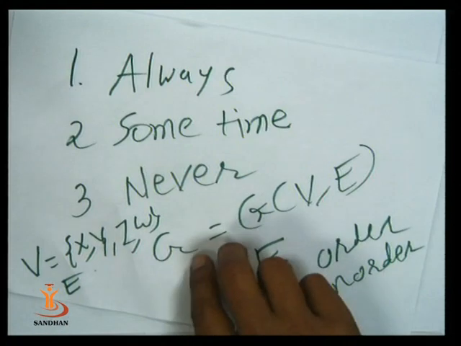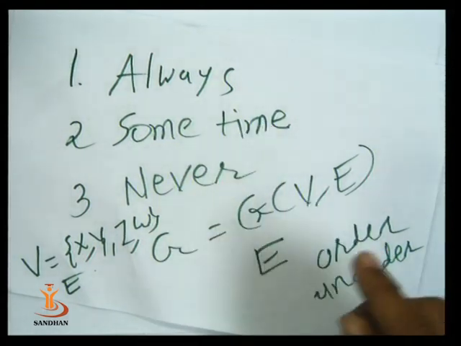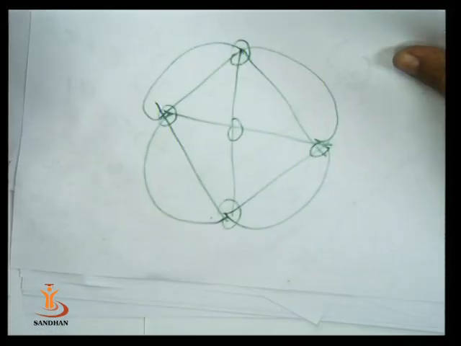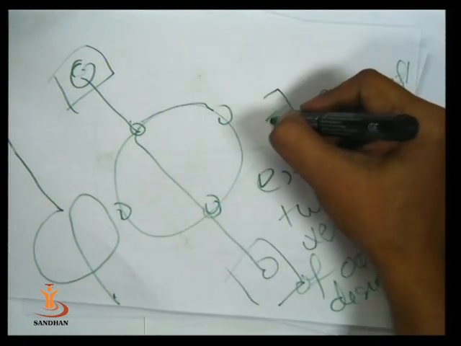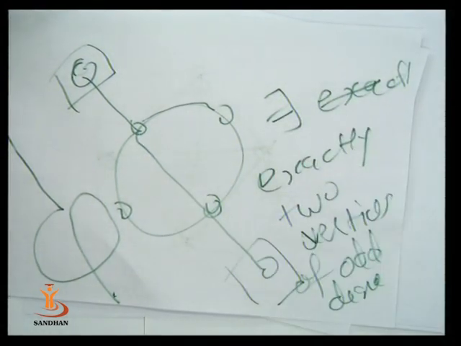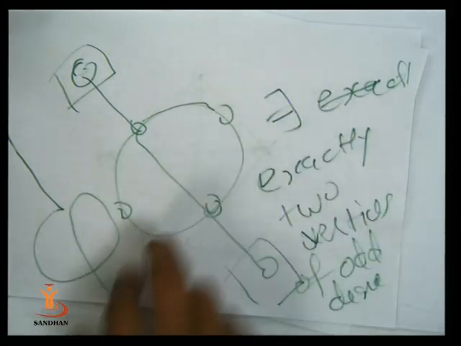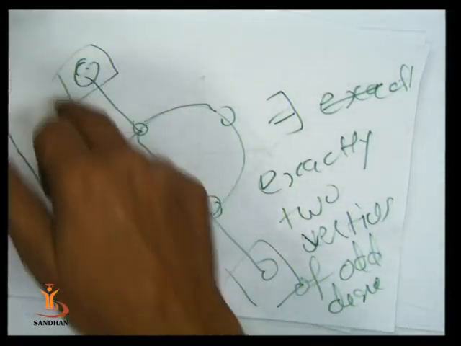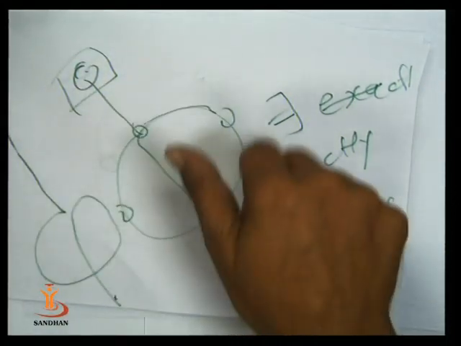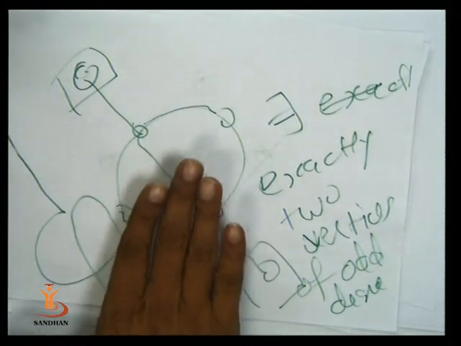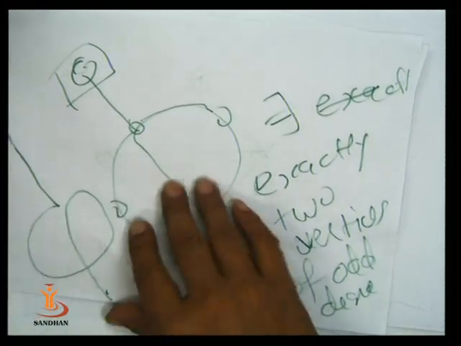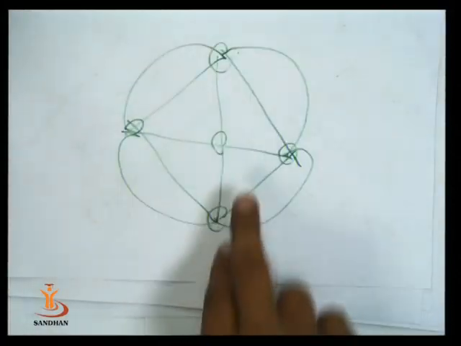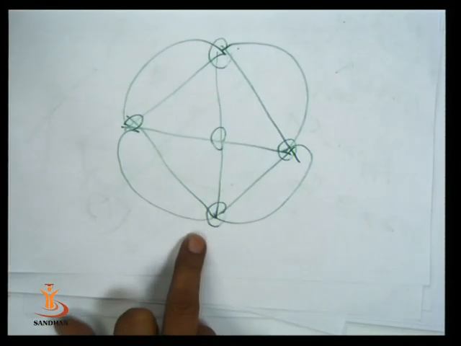Now, what is the second type of curve? Sometime traversable. What is the definition of a sometime traversable curve? There exist exactly two vertices of odd degree. In this graph, there are exactly two vertices of odd degree. Only these two vertices are of odd degree. The remaining vertices are of even degree. So this graph is sometime traversable. Now, how many odd vertices are in this graph?